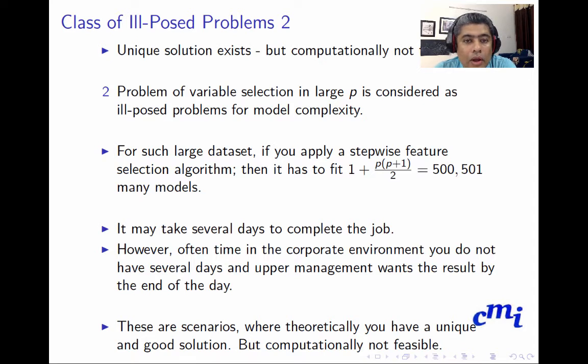Now, we know that for a large data set, if you apply a stepwise selection algorithm, it has to fit 1 plus p(p+1)/2 models. If p is 1000, then you have to fit 500,000 plus models to get a reasonably good solution. So it takes several days to complete your job. However, often in a corporate environment, you do not have several days, and upper management wants the result by the end of the day. These are the scenarios where theoretically you have a unique and good solution, but it is computationally not feasible. So we can categorize this kind of problem as an ill-posed problem, or the second class of ill-posed problem.